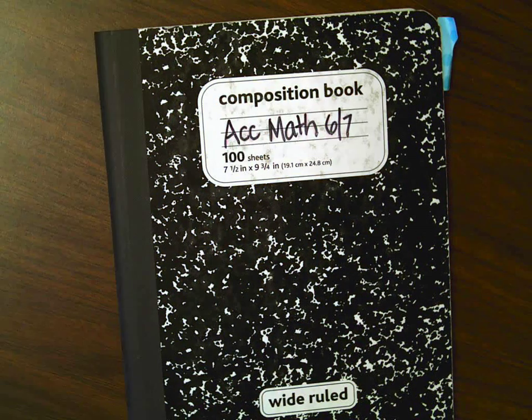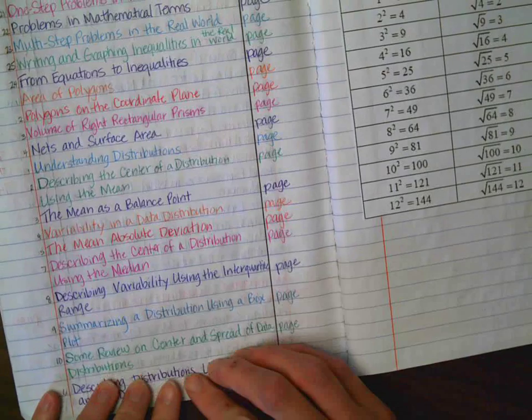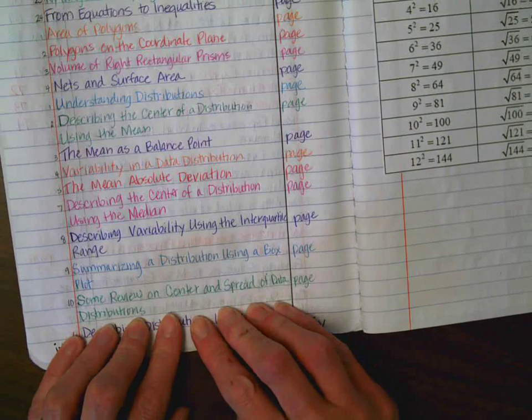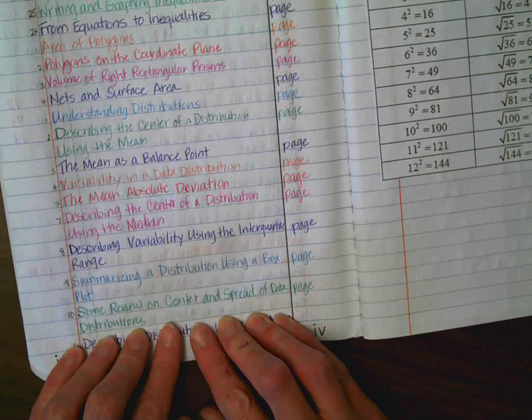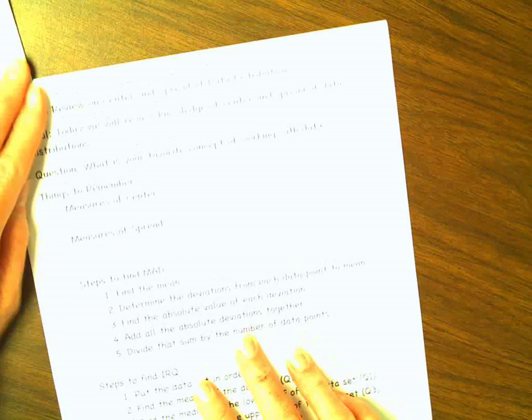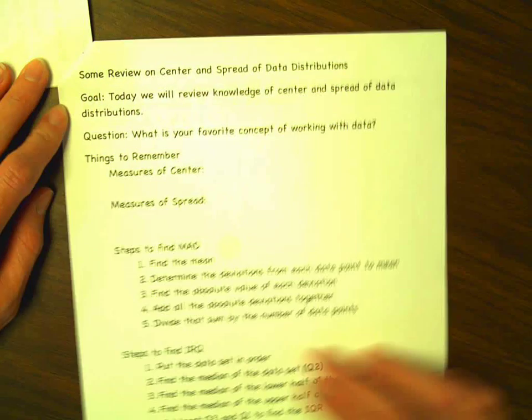Integrated Math 6-7 students. We are in Module 6, and this is Lesson 10, and it actually, believe it or not, is our last lesson for this module. It's called Some Review on Center and Spread of Data Distributions. Okay? All right, so our goal for today.